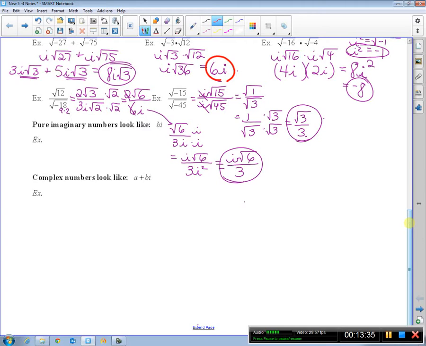So we just did a lot of simplifying. Pure imaginaries are a single term. 3i, 2/5 i, 1.7i, even negative 1.7i. Complex numbers have a real part and a pure imaginary part. 2 plus 5i is a complex number. 6 plus i radical 3, there's your 2 parts, is a complex number. And let's do one more. 3 minus 7i is a complex number. So there's 3 examples for those.